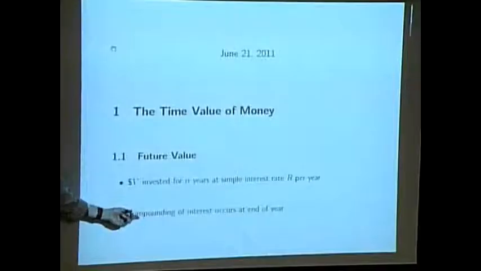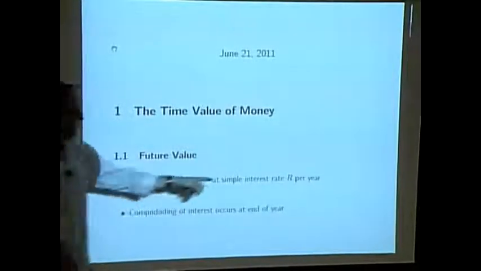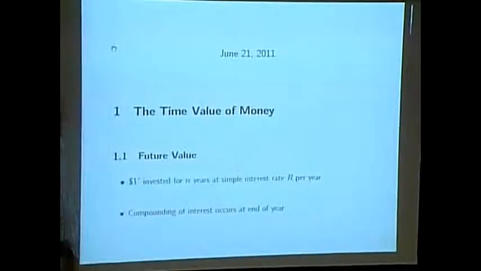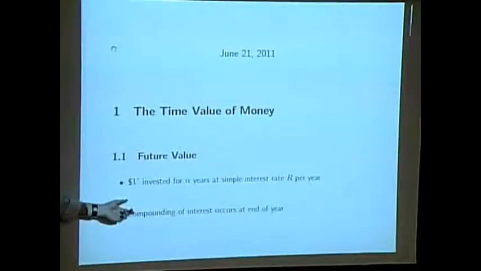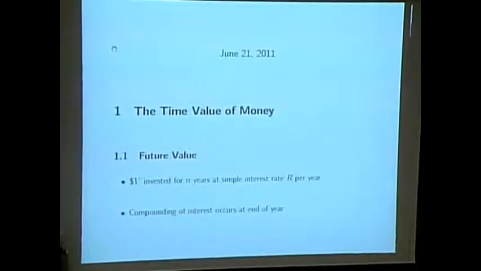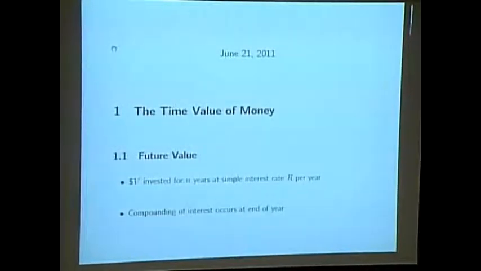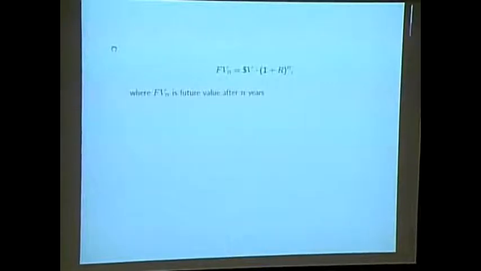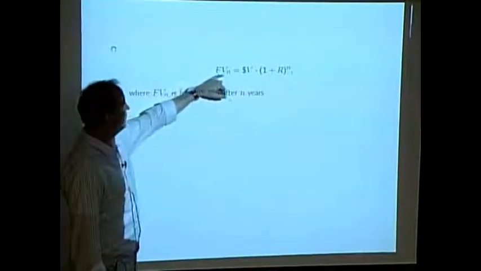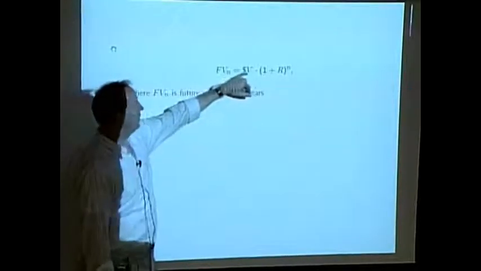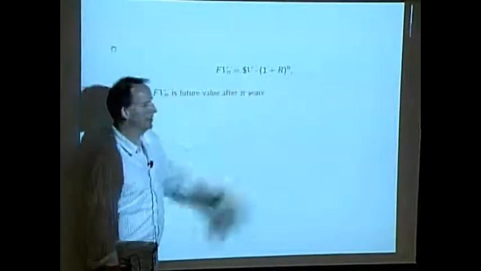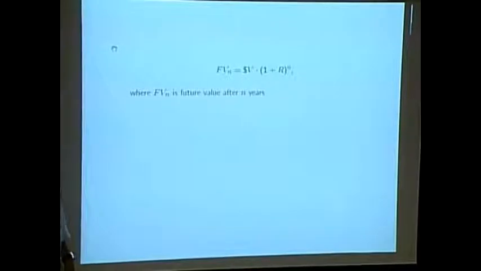And interest is assumed to compound once per year. So the interest rate would be an annual interest rate, and the bank is going to pay you interest each year. And you want to know how much will your money be worth at the end of N years. So future value, how much money you have at the end, is equal to how much you start with times 1 plus the interest rate raised to the power N.